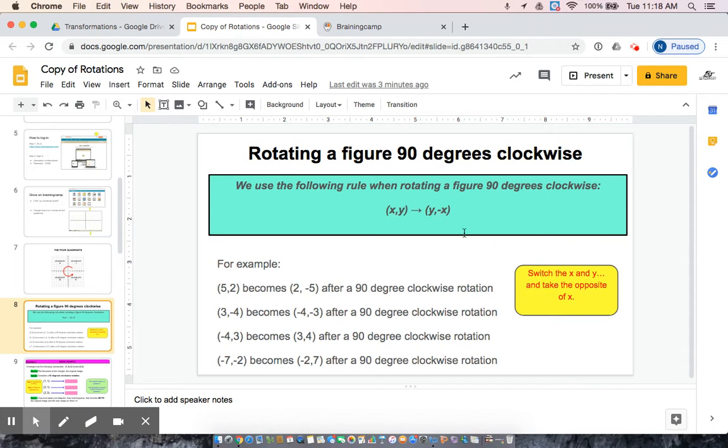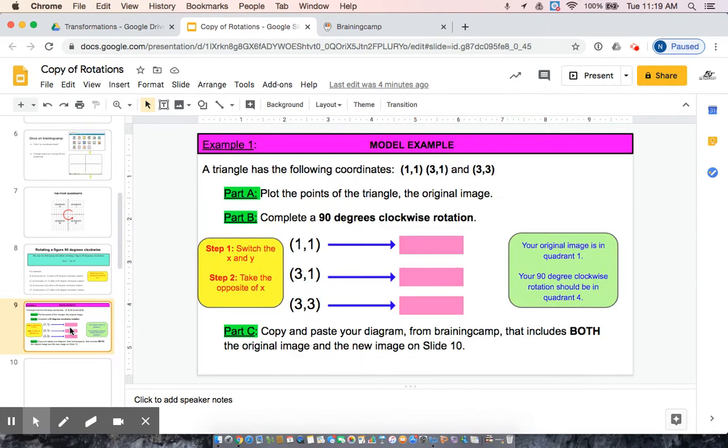That's step one. But then you also take the opposite of your X coordinate. For example, the coordinate 5, 2. We switch the X and the Y, so it's going to become 2, 5, and then take the opposite of positive 5, which is negative 5. So after that rotation, 5, 2 becomes 2, negative 5. So it's a two-step procedure. You switch the X and the Y, but then you take the opposite of X. So if the X is positive, you make it negative, and if the X is negative, you make it positive. All right, so let's get started.